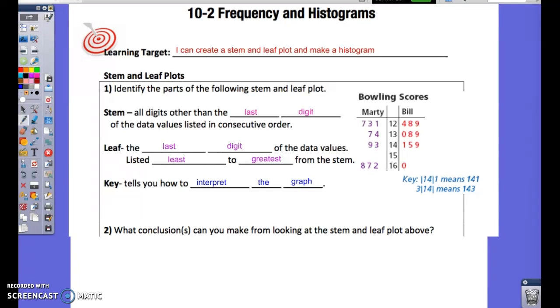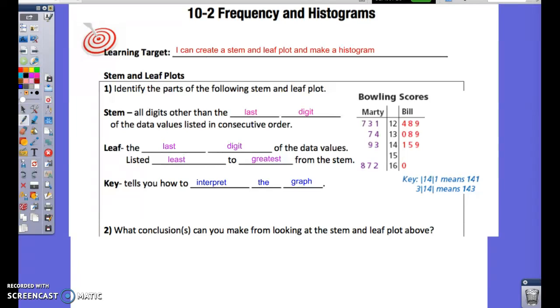Okay, this video covers section 10.2, which deals with frequency tables, histograms, and stem and leaf plots. Talking about some background vocabulary here. For starters, you'll see an example of stem and leaf plots. That's what we're going to get into first. Number one says to identify the parts of the following stem and leaf plot.